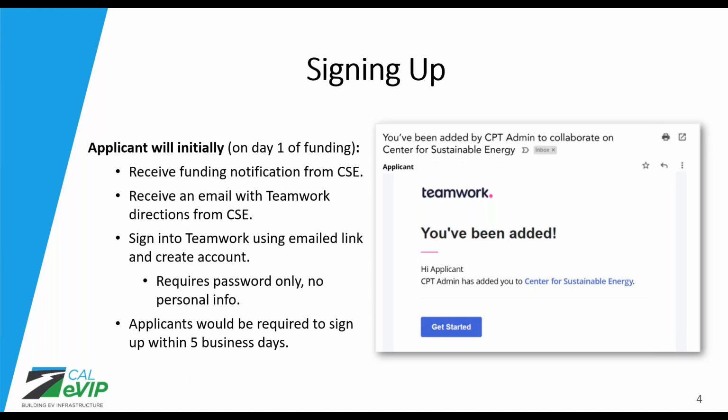So first step, very simple, is signing up. As I mentioned, in Block Grant 2, you will receive your funding notification from CSE, and within 48 hours, you'll receive this email pictured here from Teamwork with directions. And you can see there's the blue Get Started button. All you do is click that, and it will prompt you to enter your name, and it already knows your email since it sent you an email, and it'll prompt you to create a password. And then it will take you to Teamwork, and you can see any projects that have been currently assigned to you. It is required that you sign up within 5 business days of receiving funds reserved.